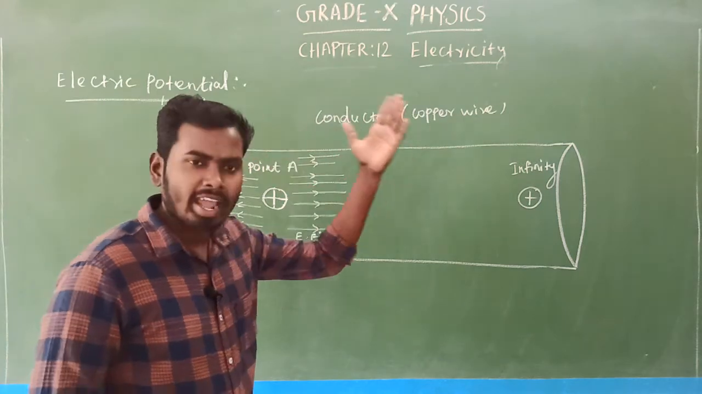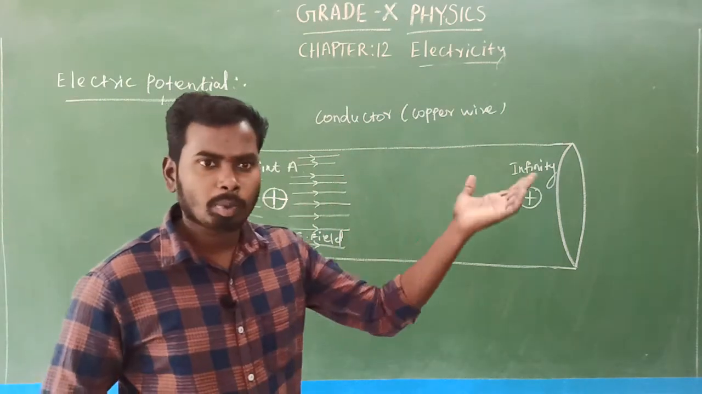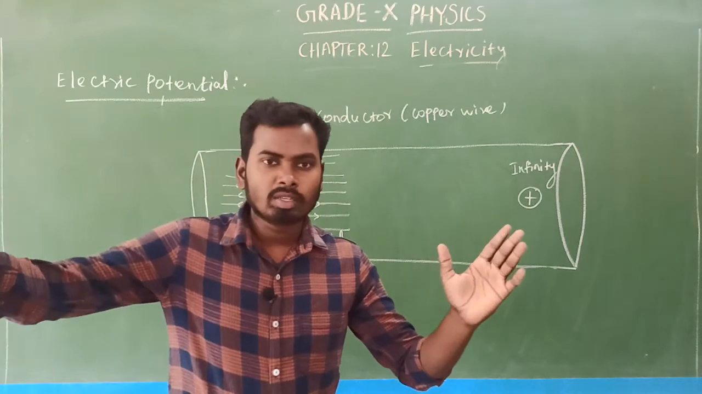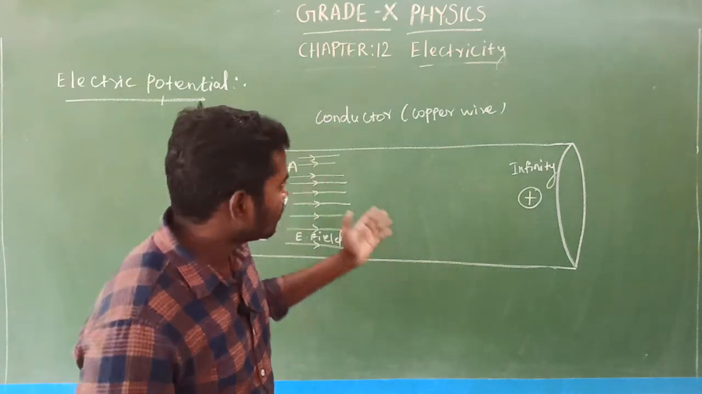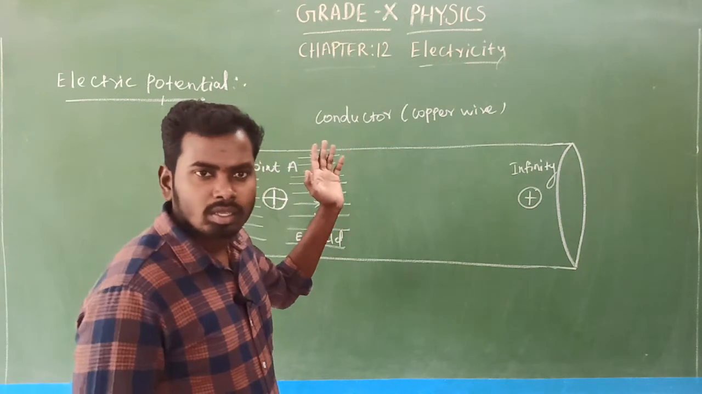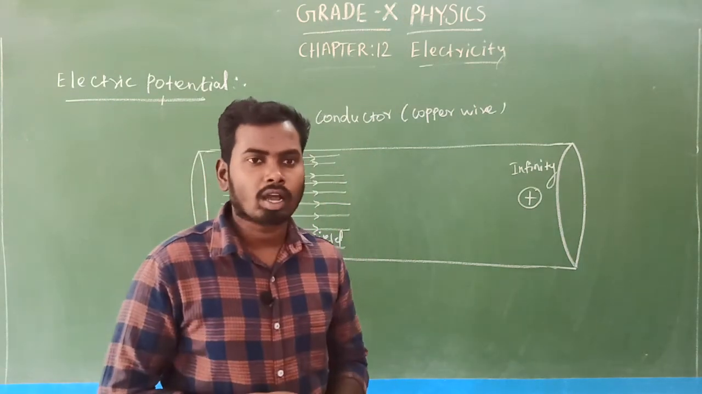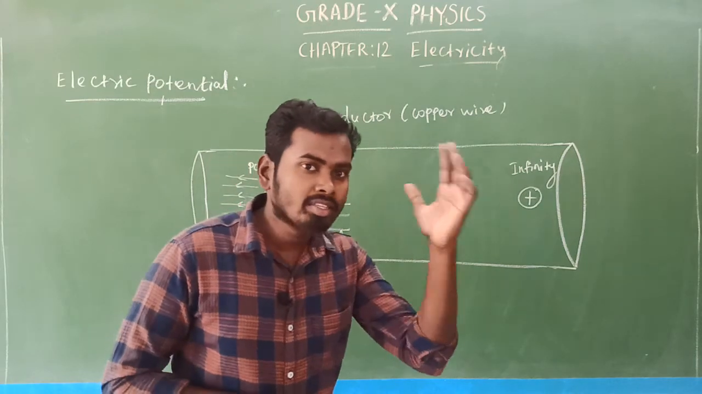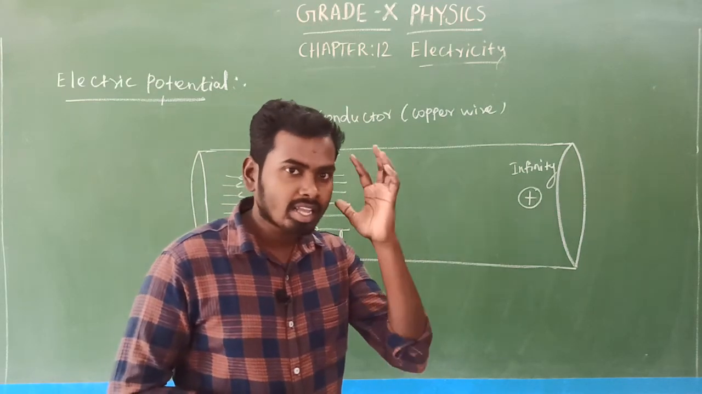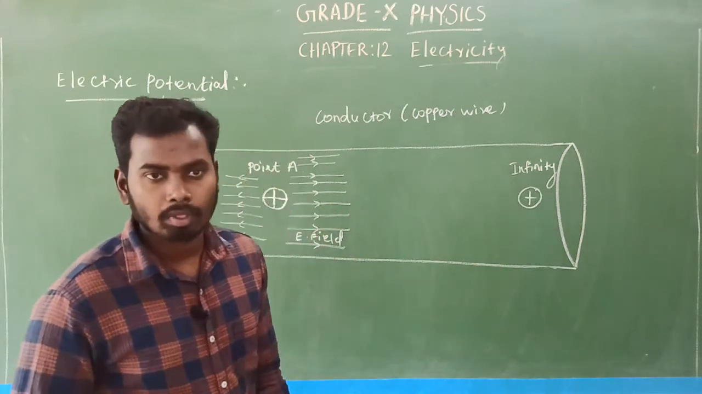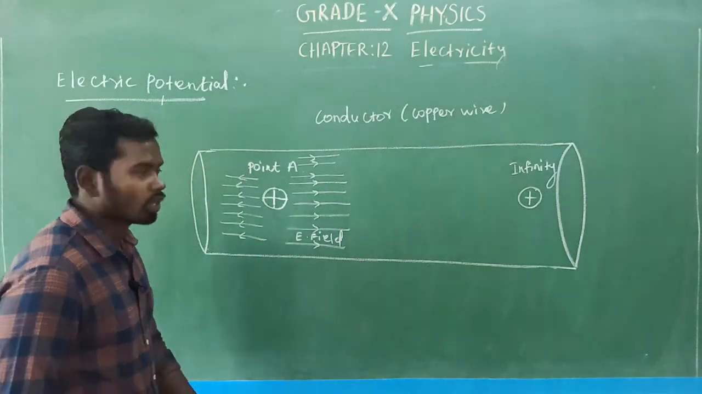For example, the light lesson we can prove experimentally. The lens, if we place the object here, where will the image form? We can prove that. But we cannot prove this electric potential and potential difference. Please try to understand the concept. Please try to imagine. Imagination power is very important here. Okay, yes. Look at here.